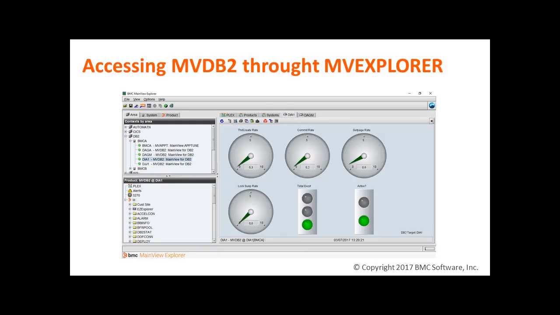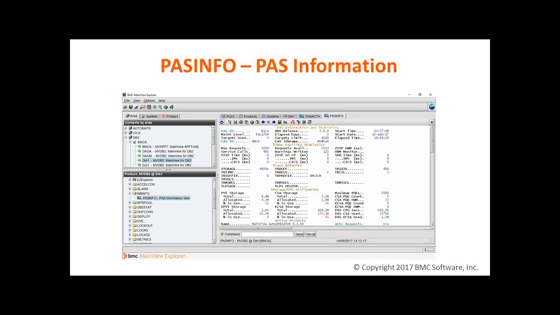On the left side, click twice on the DB2 you want to monitor. In the window below, you'll see a menu with a lot of options for monitoring, and on the right there are some indicators about the health of this DB2. To access general information about the MainView PAS, click on the plus BBI info on the left side, then click twice on PAS info view. You will see trace defaults, storage, CPU definition and utilizations, zip time, and so on.